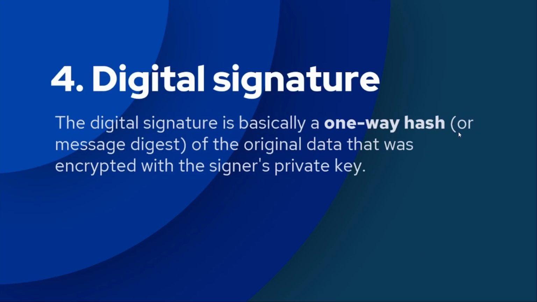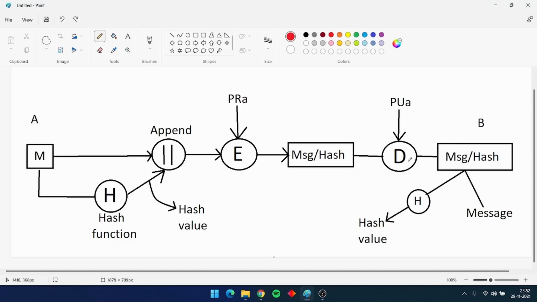Now moving on to the fourth and last application of hashing, we have the digital signature. The digital signature is basically a one-way hash of the original data that is encrypted with the signer's private key. To explain this, I have an example with a diagram over here. So suppose we have a person A and a person B, and person A wants to send a message to person B without any interception in between.